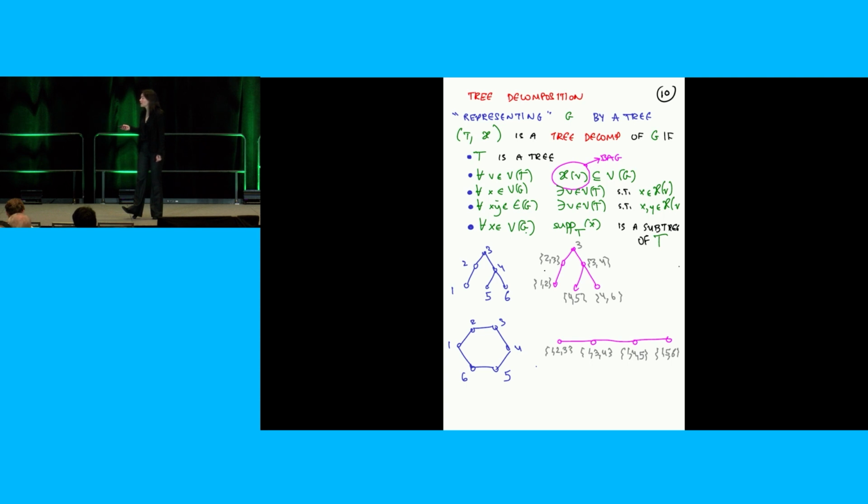So now I need to add the vertex 1, right? I have some rules. I need to have all vertices. I need to have all edges. So now I have to add the vertex 1. I also need to add the edge 1, 2, and to add the edge 1, 6.